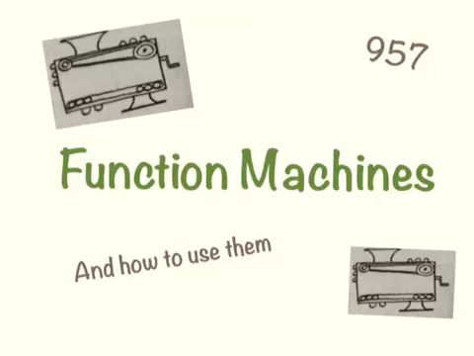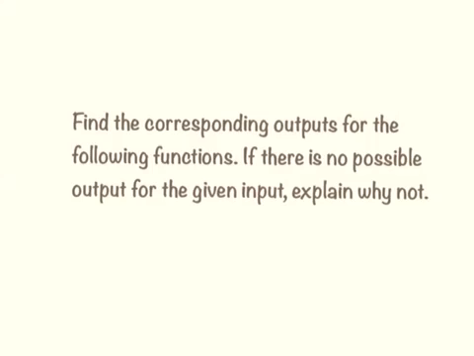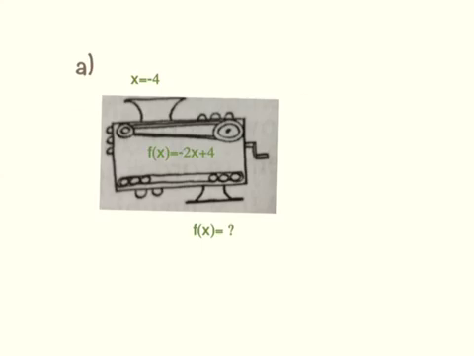Today, I'm going to show you about function machines and how to use them. So we're going to be given an input and we're going to find the following output. If there's not one, explain why not. So the first one says the function of x equals negative 2 times x plus 4.